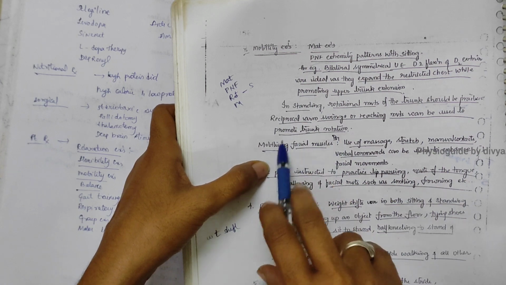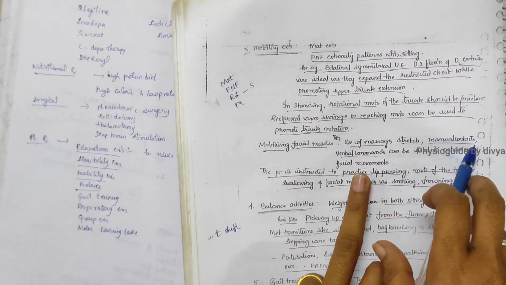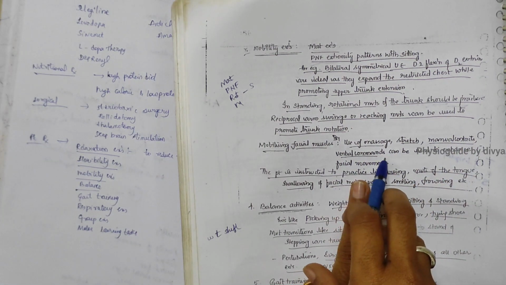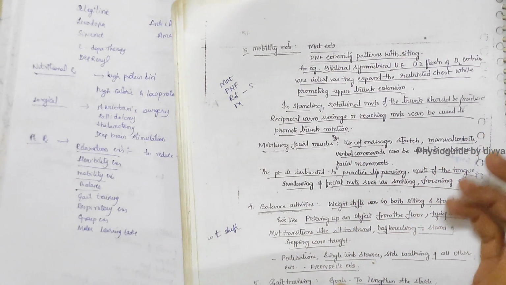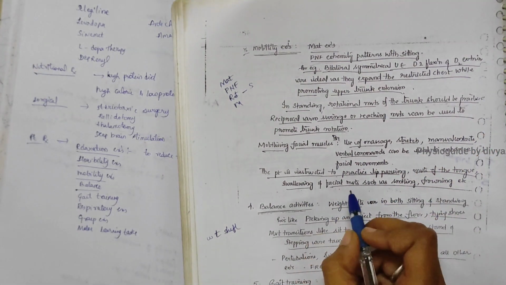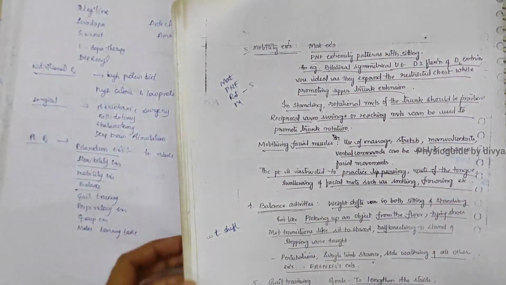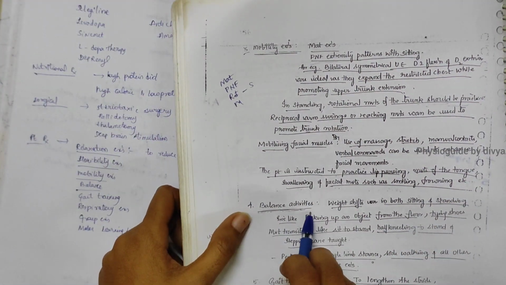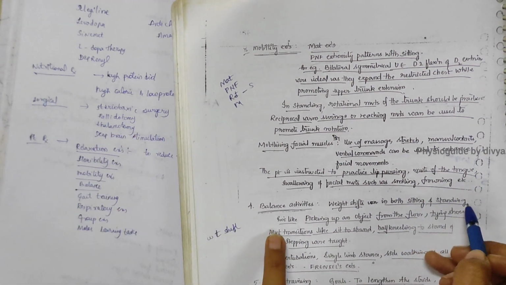Mobilizing facial muscles: massage, stretch, manual contacts, and verbal commands can be used to enhance facial movements. The patient is instructed to practice lip pursing, movements of the tongue, swallowing, and facial movements like smiling, frowning, etc. Those should be practiced. Next, balance activities: weight shifting from one side to the other in both sitting and standing.